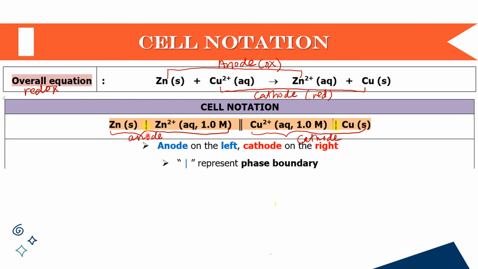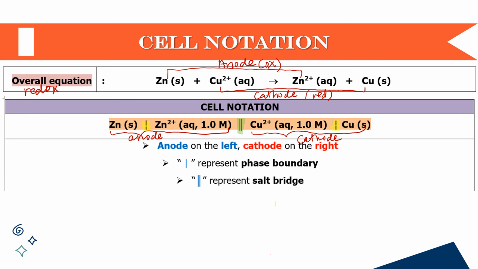And then the next one, we have a double line over here in the middle. So what does this double line mean? It represents the salt bridge. This double line is just to show that the left hand side over here is our anode, which is one half cell, and on the right hand side is another half cell. These two half cells are connected by a salt bridge.